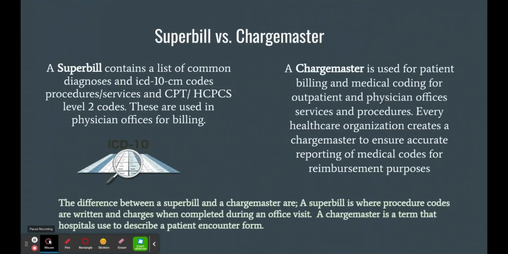A super bill and a charge master. The difference between a super bill and a charge master is that a super bill is where procedure codes and charges are written when completed during an office visit. A charge master is a term that hospitals use to describe a patient's encounter form. The super bill contains a list of common diagnoses and ICD-10-CM codes, procedures, and services. It also includes CPT and HCPCS Level 2 codes. These are used in physician offices for billing.